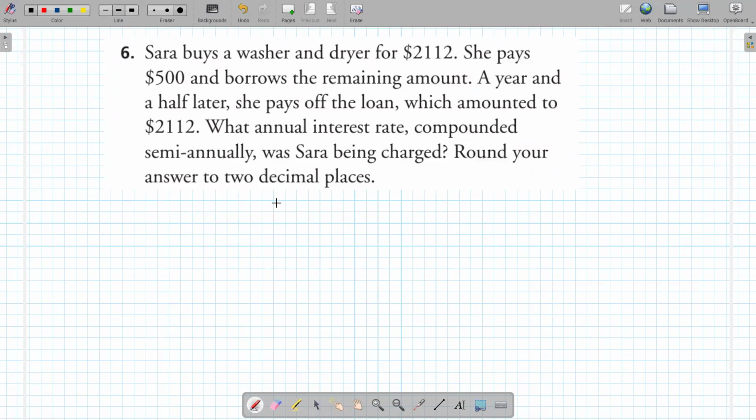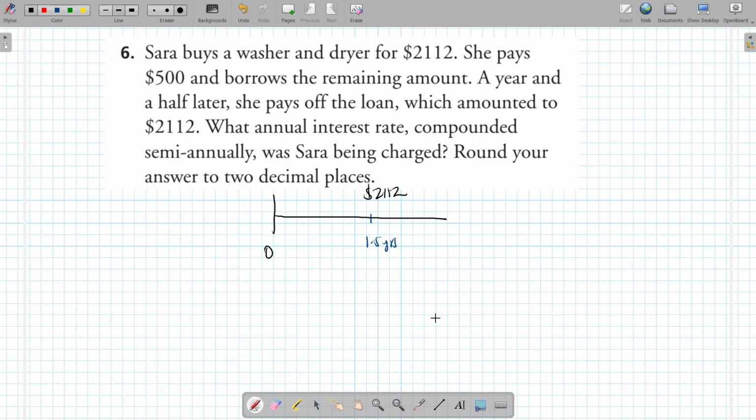All right, so here what's going on. Sarah buys, so at time 0, she bought a washer and dryer for this. At the same time, she only paid 500 for it. And whatever was left over, she borrowed that amount. A year and a half later, whatever she borrowed, which is going to be this minus this, amounted to 2112, and she paid it off.